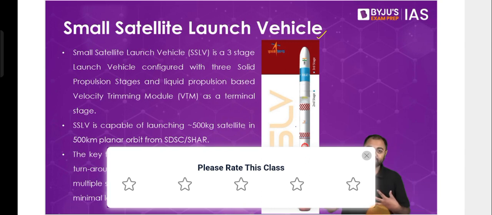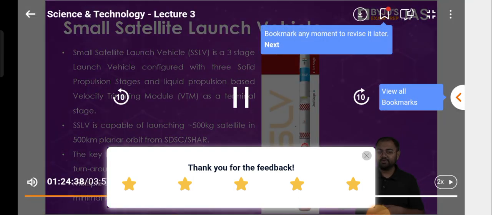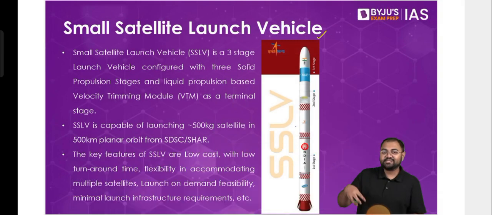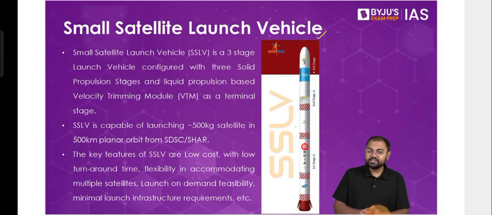Why would we build an entire launch vehicle for launching a 10 kg satellite or a 20 kg satellite? So generally what happens is that whenever a big launch is happening, we try to accommodate these smaller satellites along with it. So now the problem is that for nanosatellites, picosatellites or microsatellites, we always have had to wait. Whenever a PSLV or GSLV launch happens, we will also augment these satellites and send them along with it. So this has been a problem with small satellites.